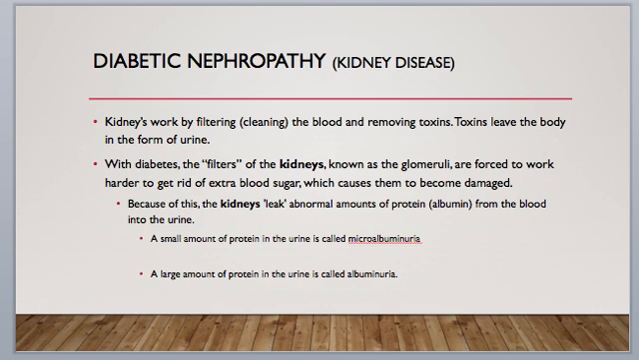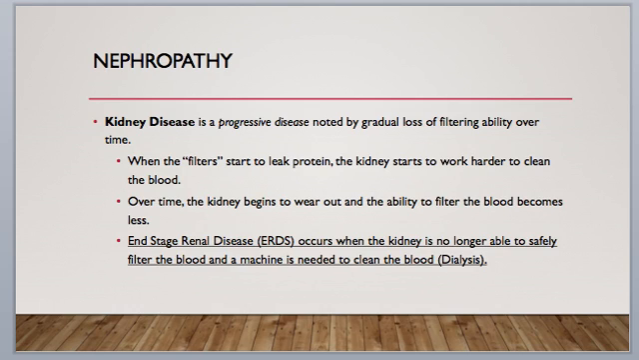A small amount of protein in the urine is called microalbuminuria. A large amount of protein in the urine is called albuminuria. Kidney disease is a progressive disease noted by gradual loss of the filterability of the kidney over time.